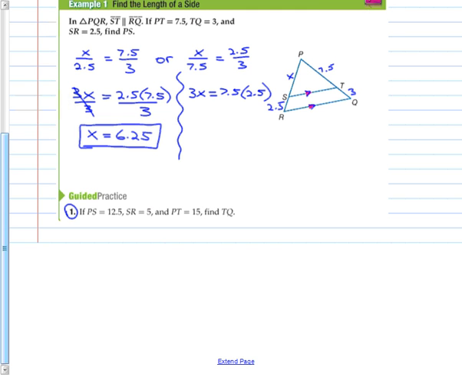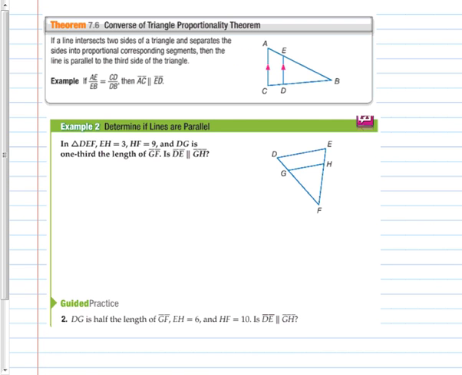It's the same. Well, let me make sure. PS, SR, PT, yes, it's exactly the same kind of problem. So we saw one example like that. Converse of the triangle proportionality theorem. Do you remember what this word converse means when we're talking about theorems? It reverses the hypothesis and conclusion.